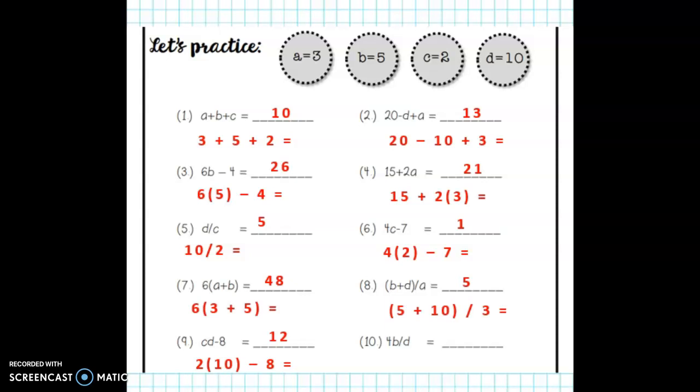And our last one, number 10, 4 times b divided by d. Switch the b for 5, the d for 10. Multiplication comes first because it is on the left. 4 times 5 is 20. 20 divided by 10 is 2.